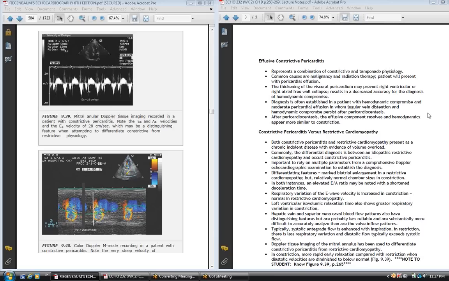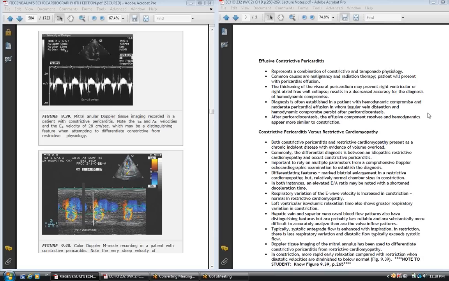Respiratory variation of the E-wave velocity is increased in constriction, normal in restrictive cardiomyopathy. So you'll have mitral inflow respiratory variation with constrictive pericarditis, but not with restrictive cardiomyopathy. Left ventricular isovolumic relaxation time also shows greater respiratory variation in constriction.